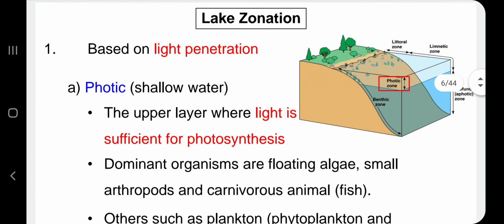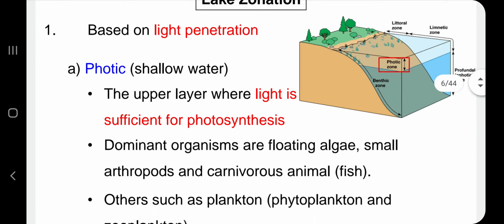Okay, we have a look first based on light penetration. So we have photic zone. So photic zone is a shallow water region. And then photic zone is the upper layer where light is sufficient for photosynthesis. Okay, disebabkan photic zone ni adalah kawasan yang cahaya boleh pass through. So bila ada cahaya, dengan kata lain, if there is producer in that zone, dia akan gunakan cahaya tu untuk buat photosynthesis. Okay, that's why dia kata kat sini light is sufficient for photosynthesis. So means that photic zone ni mesti ada banyak producer lah.